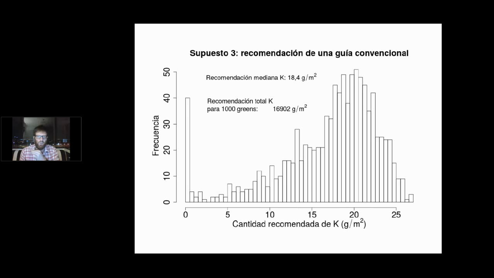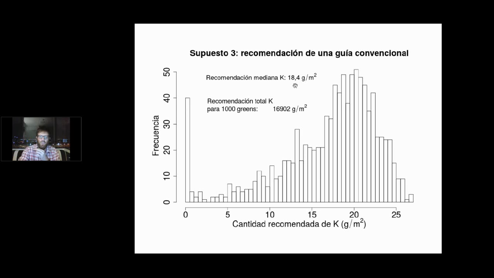And here is the third way, using a conventional guideline, trying to keep the soil from dropping below 117 parts per million. In this case, the median value is almost 3 times as much. The median recommendation is more than 18 grams, and if you remember, it was 6.5 grams if you used MLSN. There's still 40 of the greens that get a recommendation of no fertilizer, but the median value is almost 3 times higher than it is if you use the MLSN guideline.